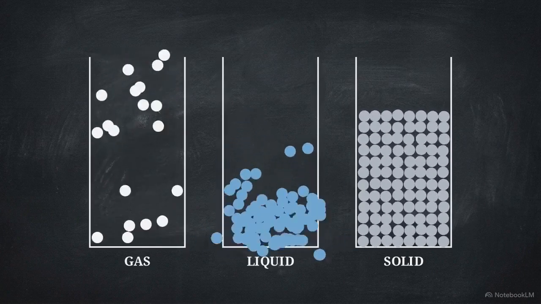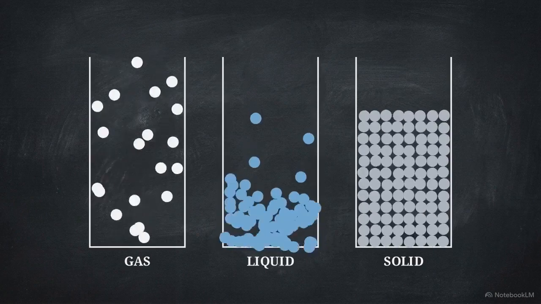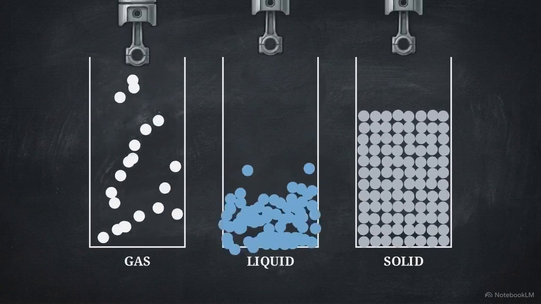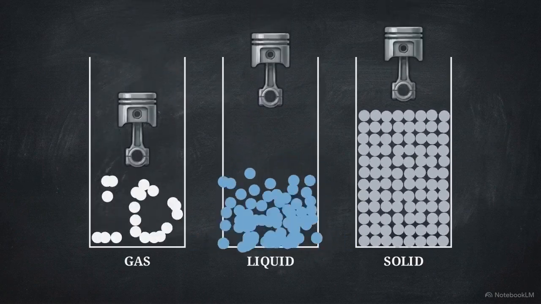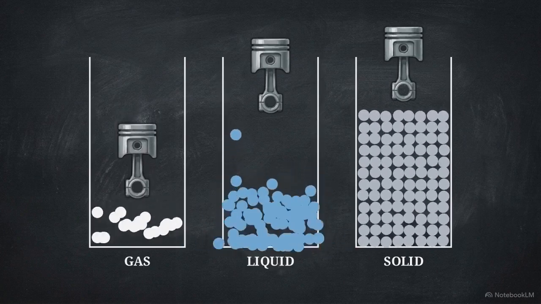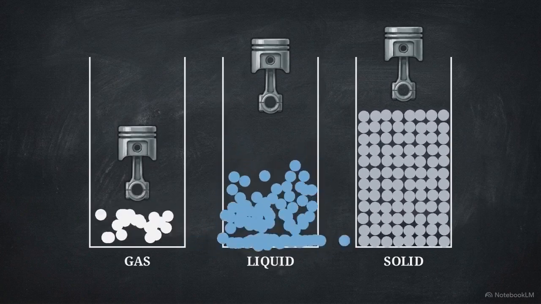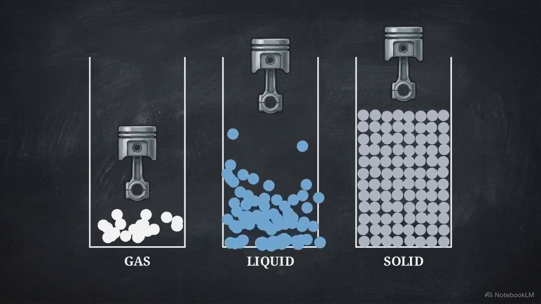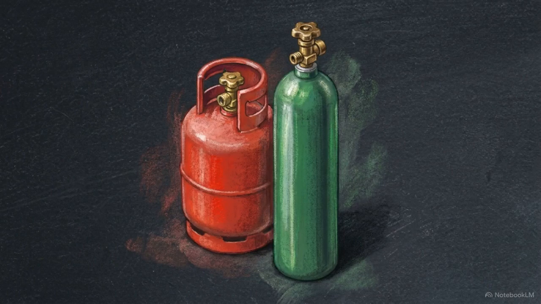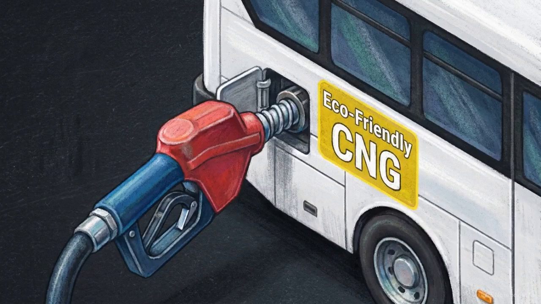Gases have neither a fixed shape nor a fixed volume. Because of the vast empty space between gas particles, the piston effortlessly compresses the gas, whereas it encounters heavy resistance against the liquid and complete gridlock against the solid. This extreme compressibility is highly practical. It allows us to pack huge volumes of liquefied petroleum gas into home cooking cylinders, store concentrated oxygen for hospitals, and compress natural gas to fuel vehicles.